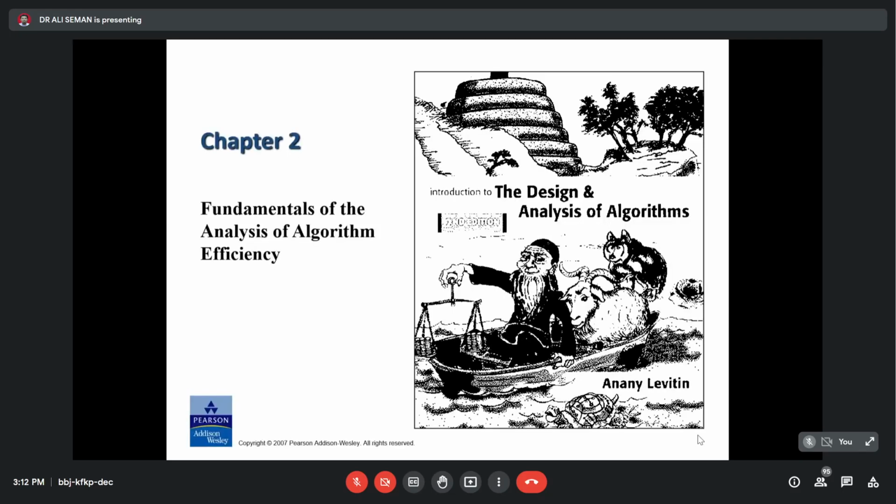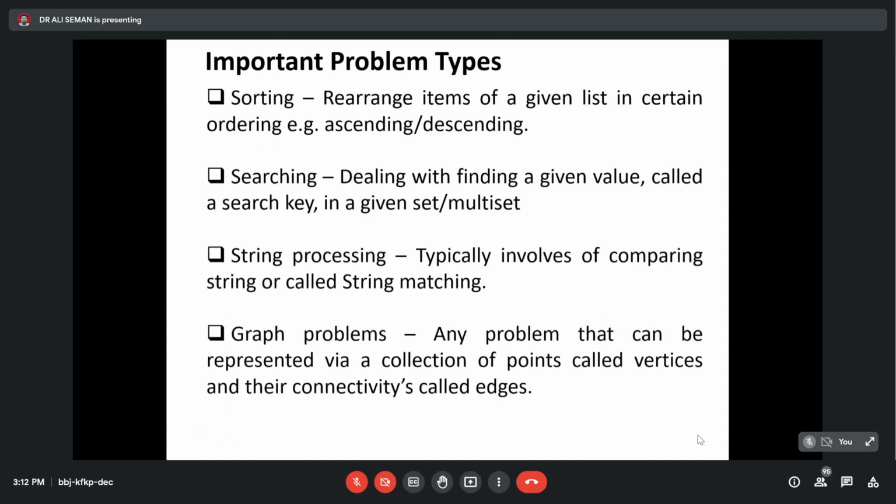What is the analysis? These are important problem types as I introduced just now, and here I give you a bit more detailed explanation of the problem types. The first is sorting. What is sorting? Basically, sorting is rearranging items of a given list in a certain ordering, whether ascending, non-decreasing order, or non-increasing order. Meaning you have the items in a given list, and you need to reorder them, maybe in ascending or descending order. This is sorting, right?